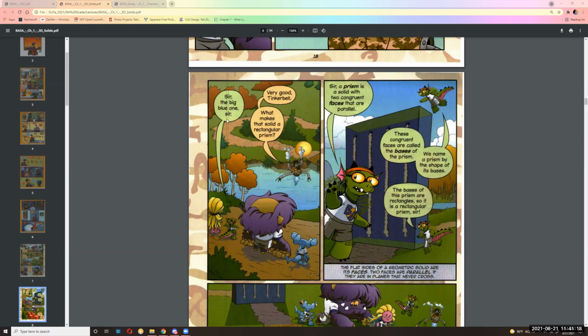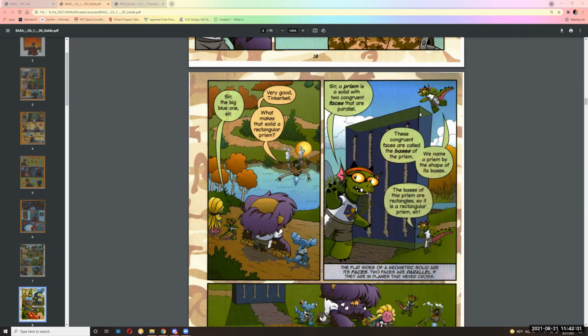Brendan, I think this is you. Sir, the big blue one, sir. Very good, Tinkerbell. What makes that solid a rectangular prism? Sir, a prism is a solid with two congruent faces that are parallel. These congruent faces are called the bases of the prism. We name a prism by the shape of its bases. The bases of this prism are rectangles, so it is a rectangular prism, sir.